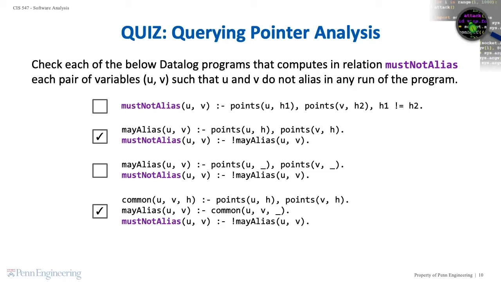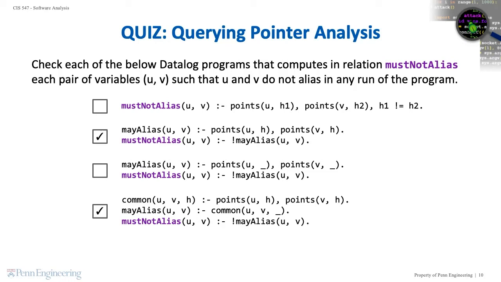The first program does not correctly compute the relation. A variable may point to more than one allocation site at once. So, it is not sufficient merely to check that there exist distinct allocation sites that are pointed to by u and v.